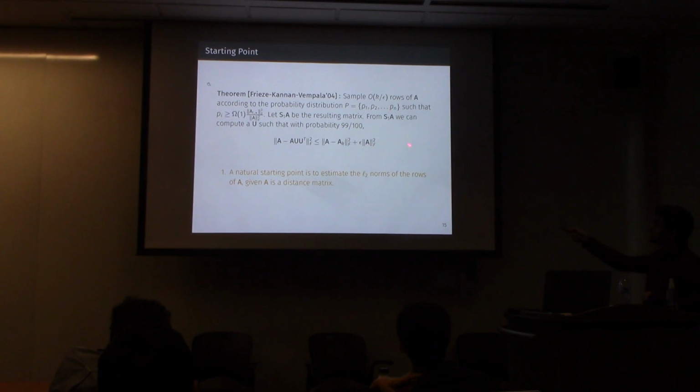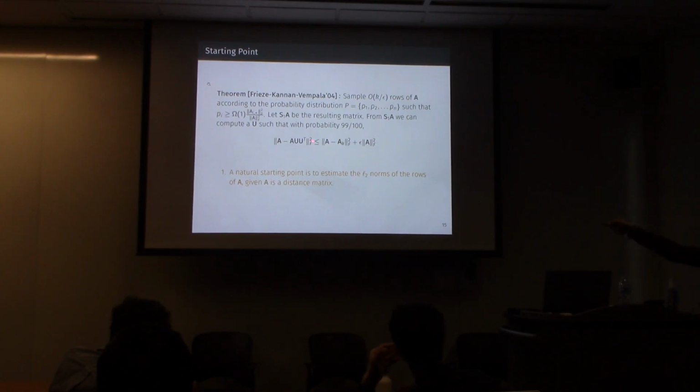So now you get a smaller matrix, in particular a k over epsilon times n matrix, from which I can compute another matrix U. This is a rank k projection, which approximates the optimal up to this additive error.